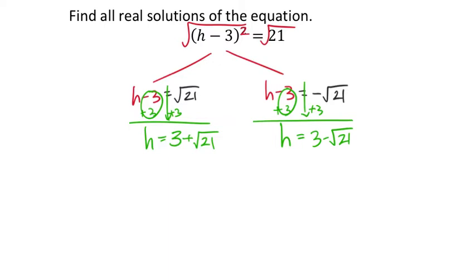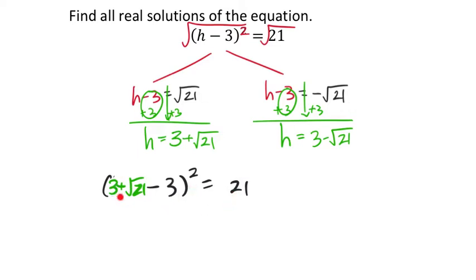Now, I'm not going to necessarily perform the check. I still recommend that you do. But the original equation was (h minus 3) squared equals 21. And if you were to replace that h with either one of the ones that we just found, 3 plus the square root of 21 like this, and you put that in the calculator, I'm sorry, it's not the square root of 21, it's just 21. If you put this into the calculator, you will get 21.